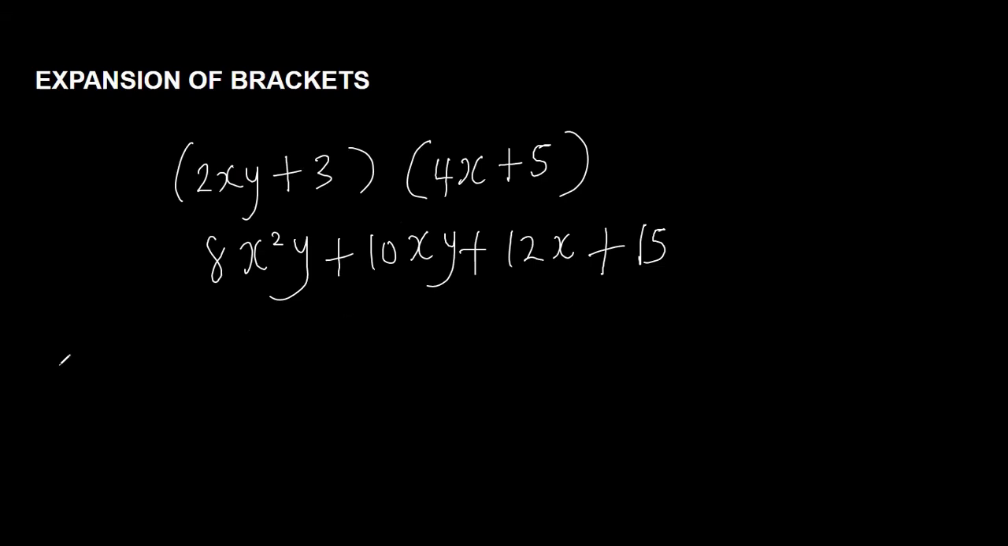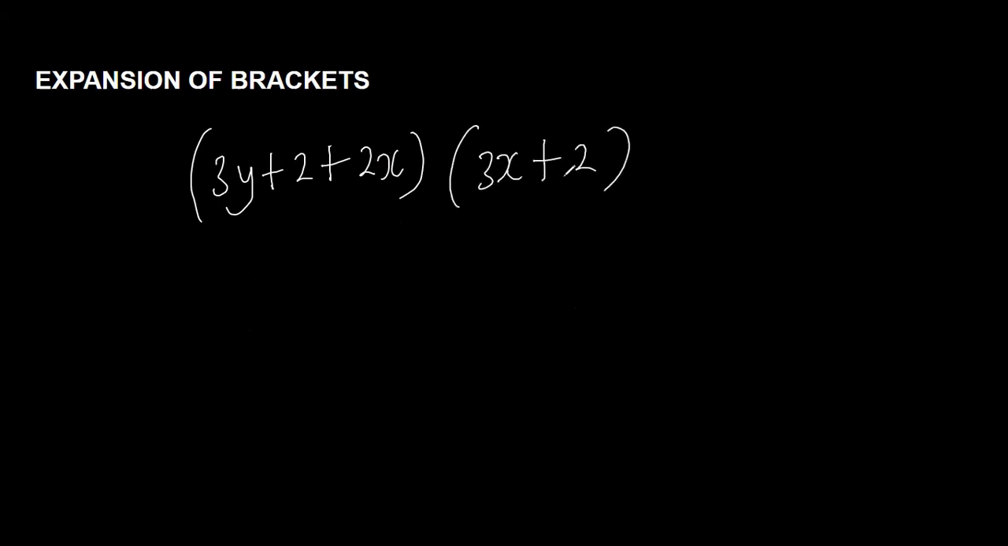Let's take one more example to have a deeper understanding of expansion of brackets. Now let's consider an expression such as 3y plus 2 plus 2x, okay, times 3x plus 2. In this case, since our first bracket is having 3 terms, we are going to use each of the terms in this first bracket to multiply everything we have in the second bracket. So if this first bracket was having 4 or 5 terms, we will use each of the terms in that bracket to multiply everything you have in the second bracket.